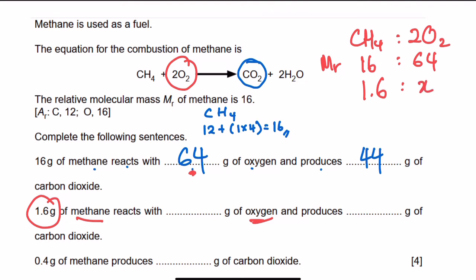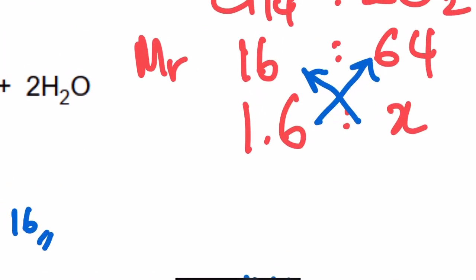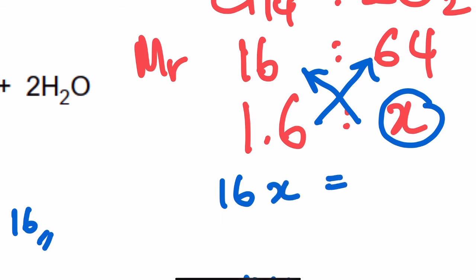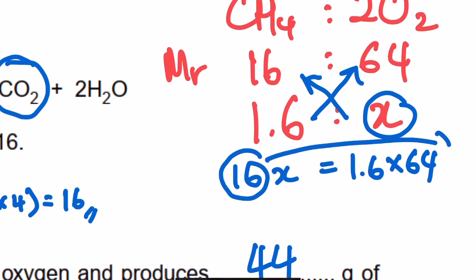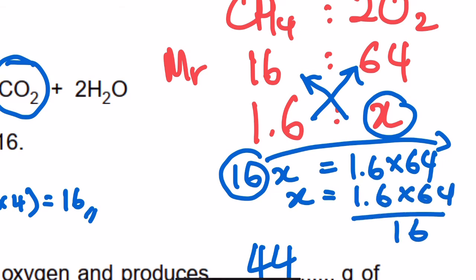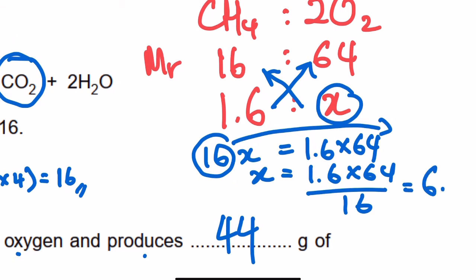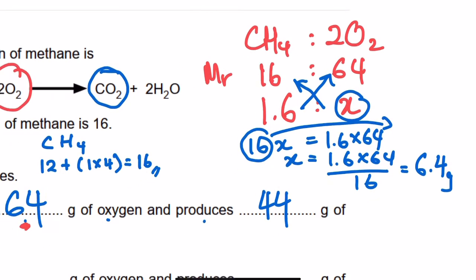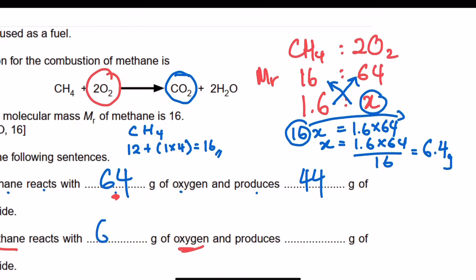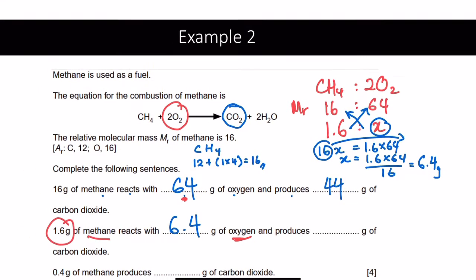So like math, you do your cross multiply and get the answer. Okay, so I'll do the cross multiply here. X bring to other side, so it becomes 16x, right? Equal to 1.6 multiply with 64. So this 16 eventually will bring to the other side, become division. Now x is equal to 1.6 times 64 divide with 16. So eventually, after you calculate the value in your calculator, you'll get 6.4 gram of your oxygen. So therefore the answer for here is 6.4 gram. Alright, got that clear?